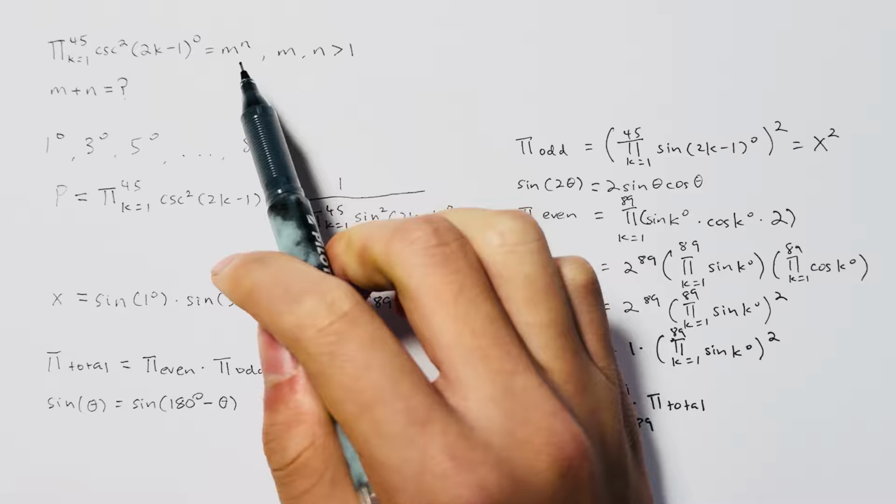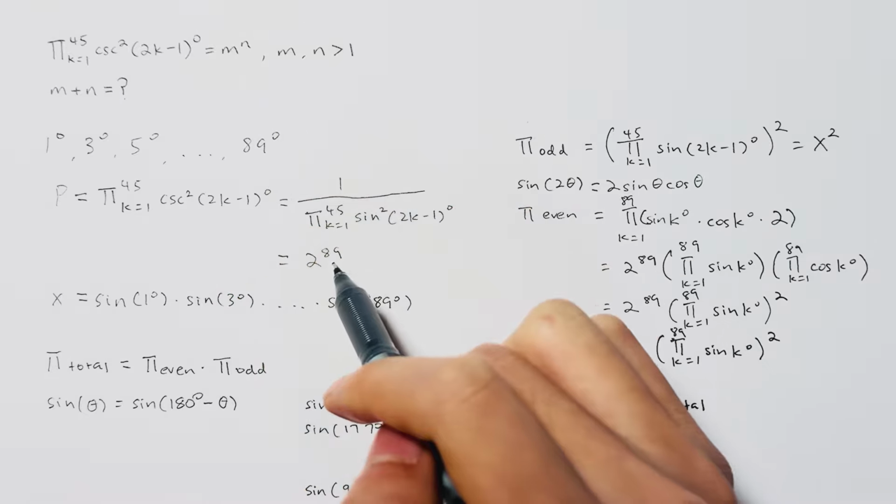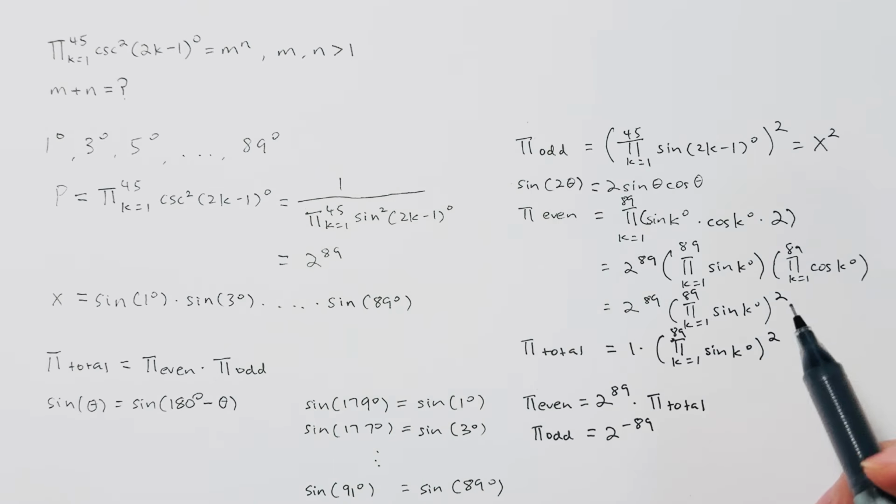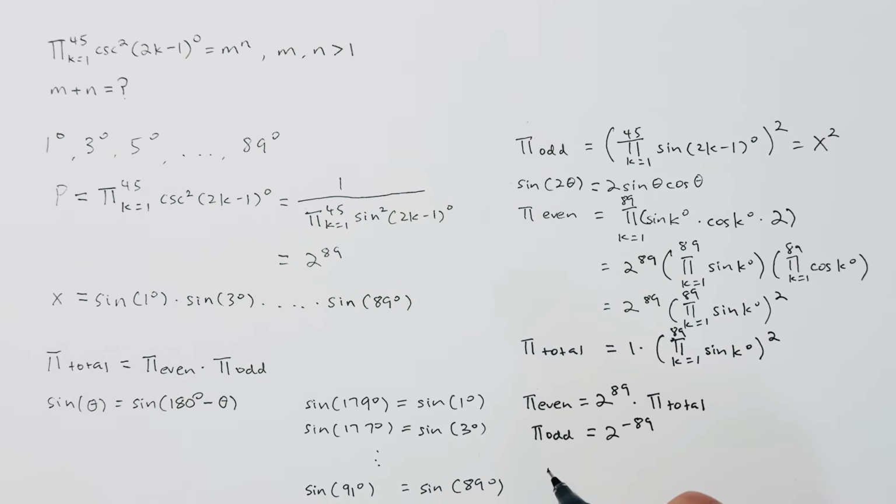And the problem states m to the power of n. So this satisfies that condition. So then we have m plus n equals 2 plus 89. This equals 91. And 91 is going to be the answer to this problem.